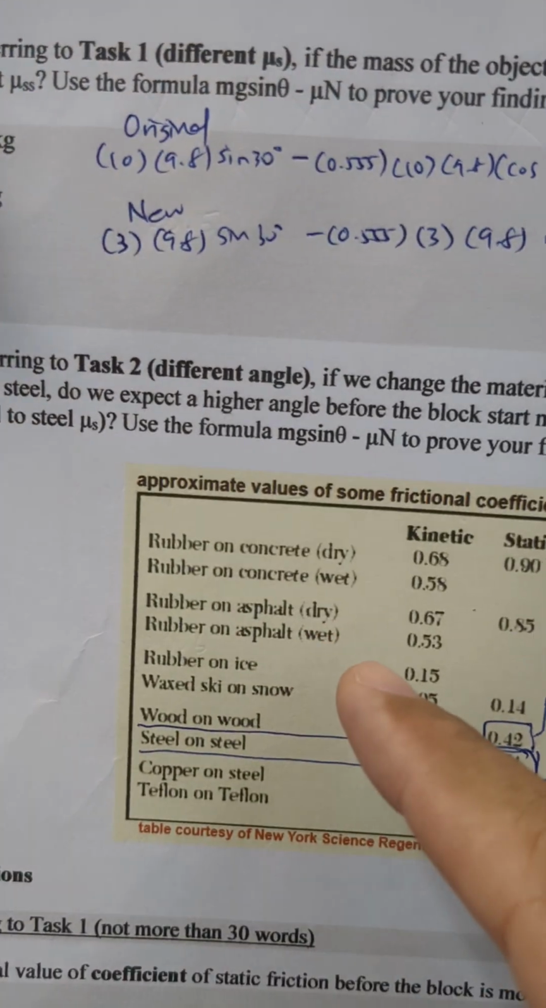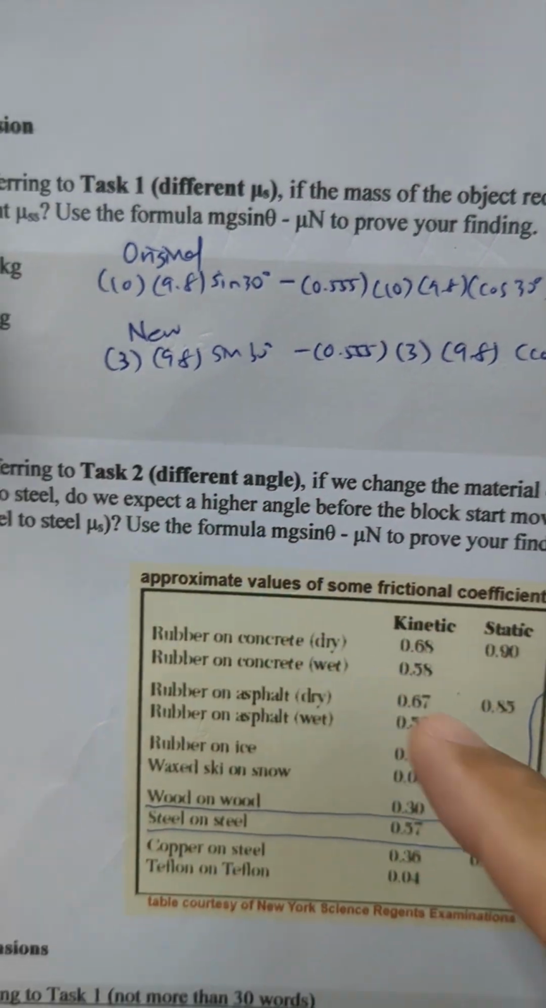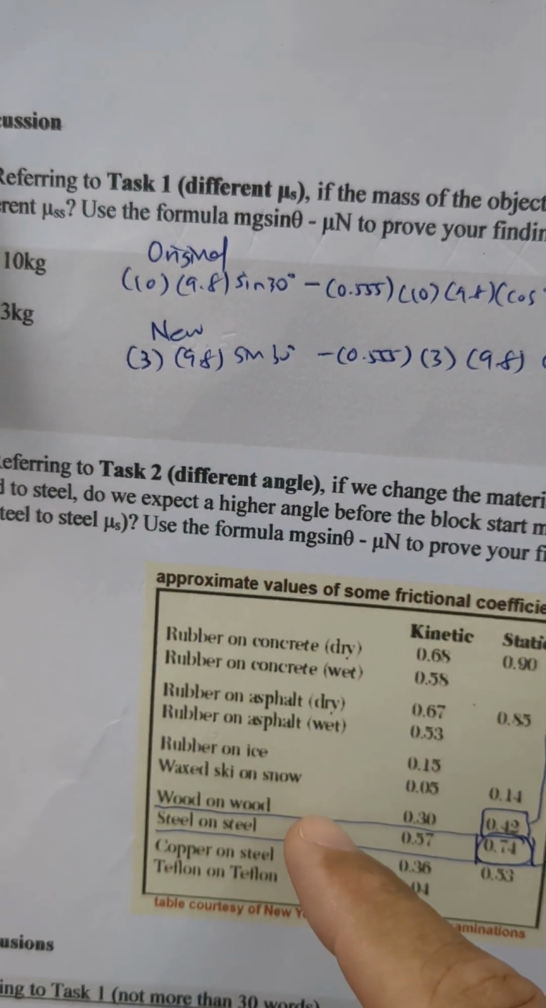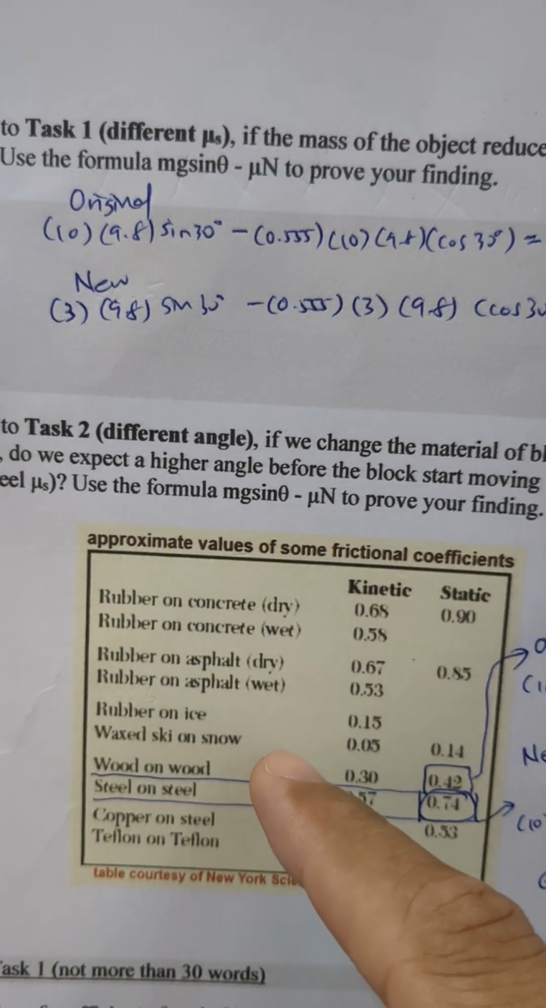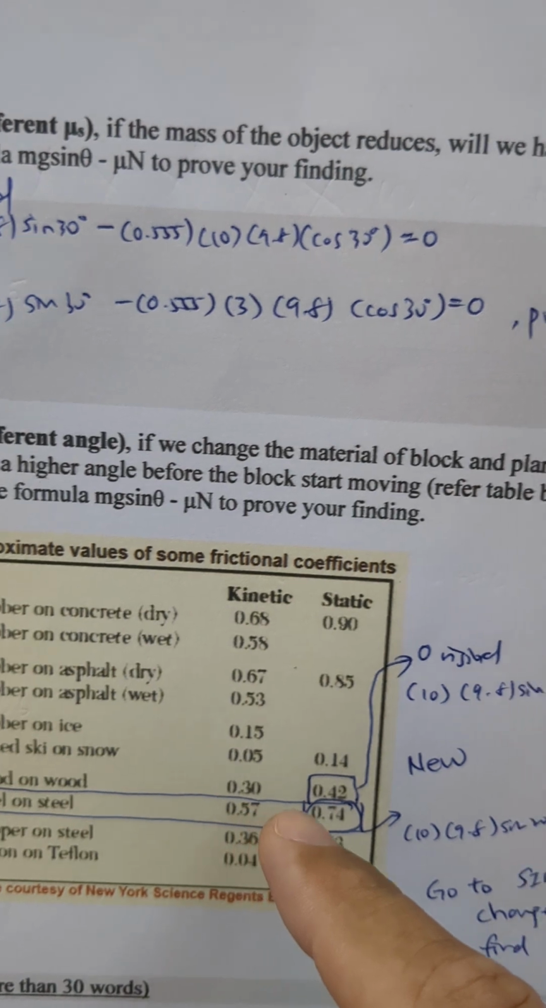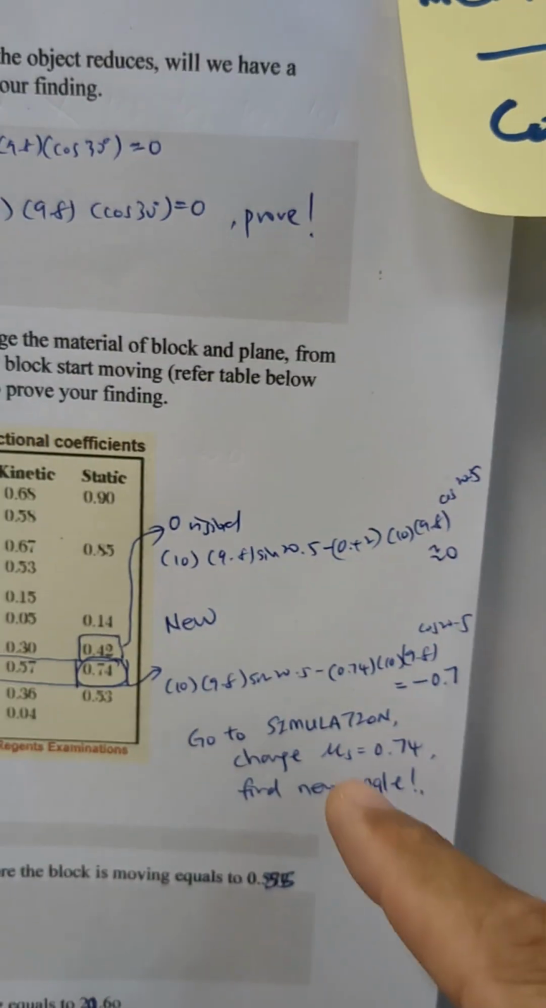So for the second task, a different angle. If we have a different surface, will it make our angle become higher or lower? So we're going to test that also. This is how we're going to do the testing here.